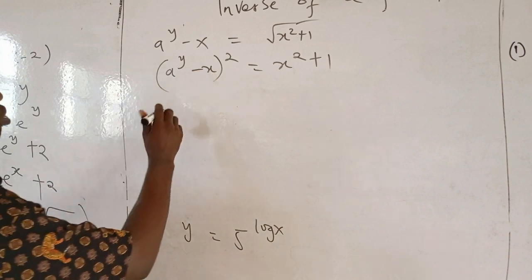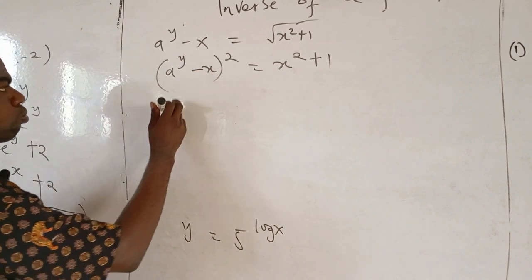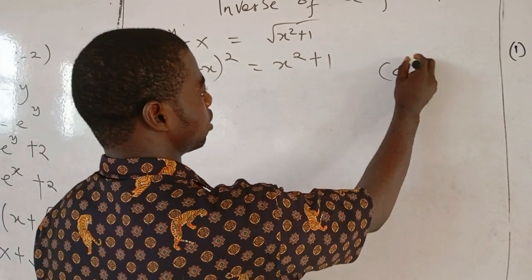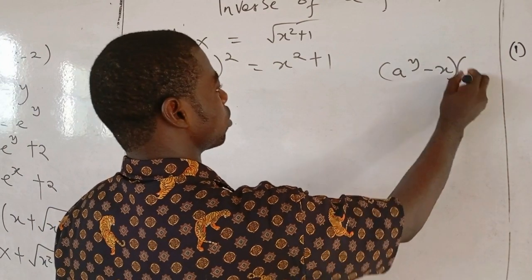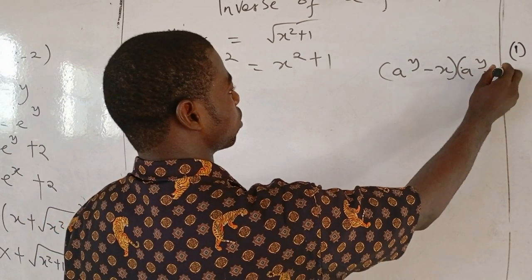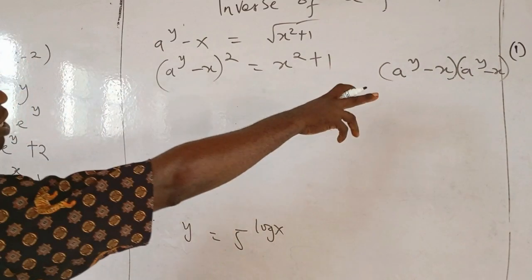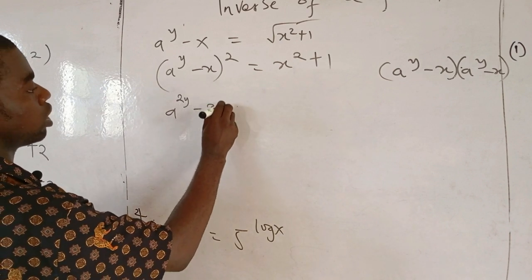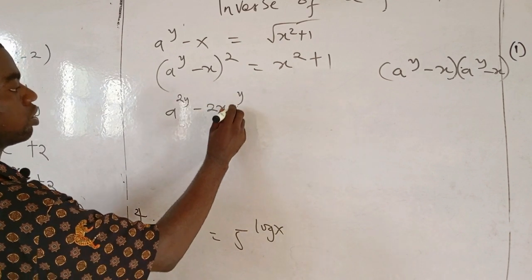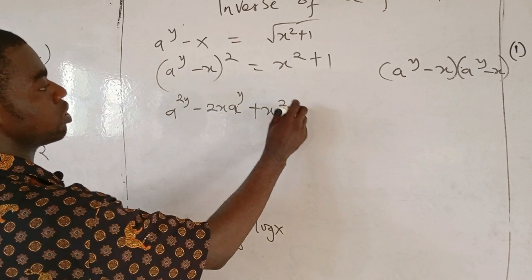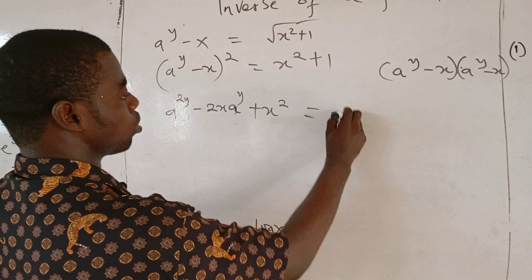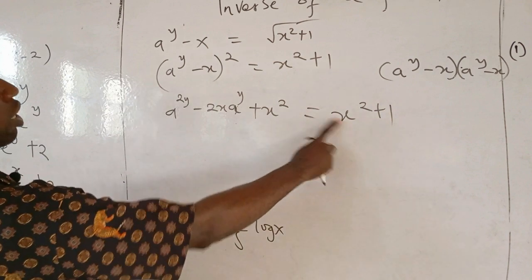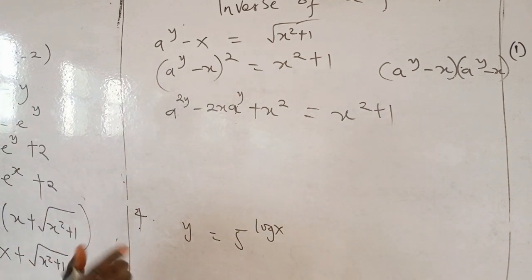And by expansion, something of that nature. So by expanding that, we have a raised to the power of 2y minus 2x a raised to the power of y plus x squared, then equal to x squared plus 1. At this point, taking like terms, x squared minus x squared becomes 0, right?